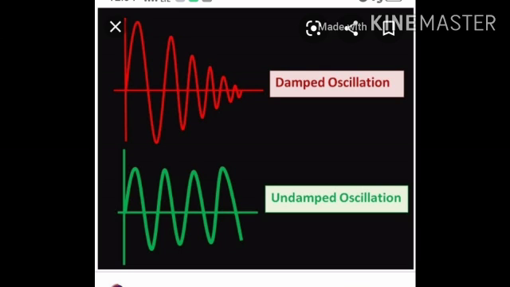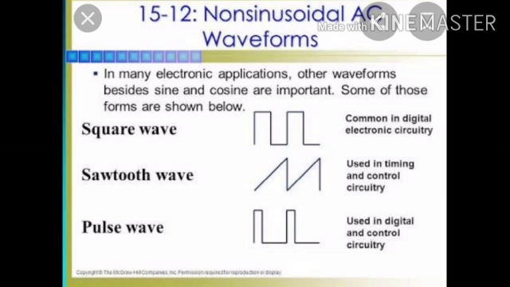There are two types of sinusoidal oscillation, damped and undamped. Next, non-sinusoidal. If the waves are square, sawtooth, pulse, or triangle form, they are called non-sinusoidal oscillation.